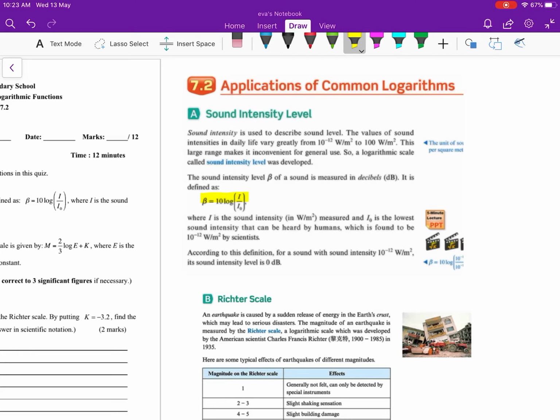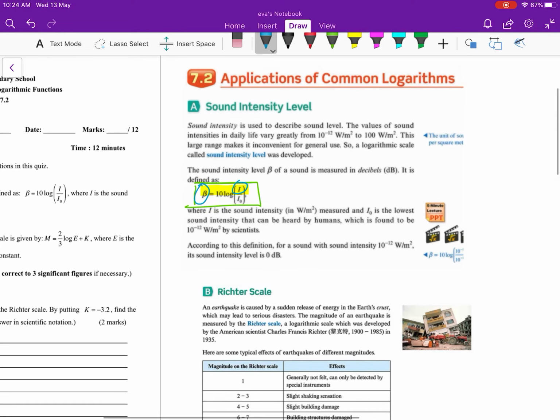First, sound intensity level. You can see the equation here. Beta equals 10 log I over I0. In this equation, there are only two variables, which are beta and I. Beta is the decibels and I is the sound's level at those decibels. And I0 is always 10 to the power of negative 12. So this number you have to remember if it is not given in your test.